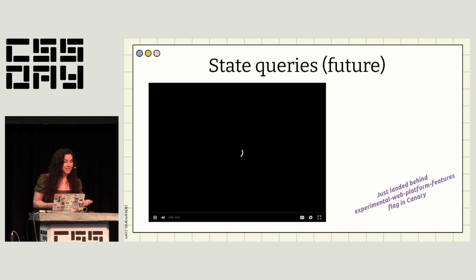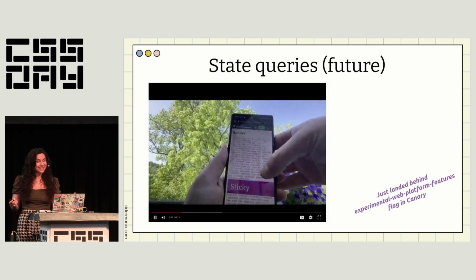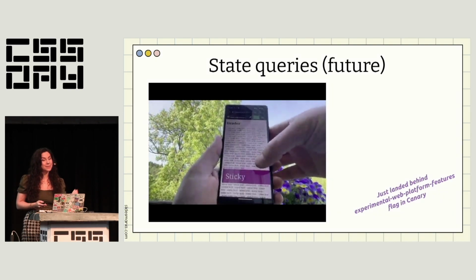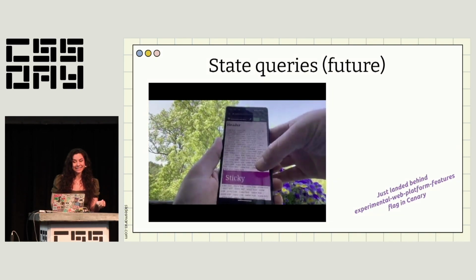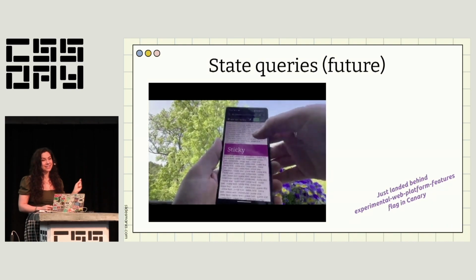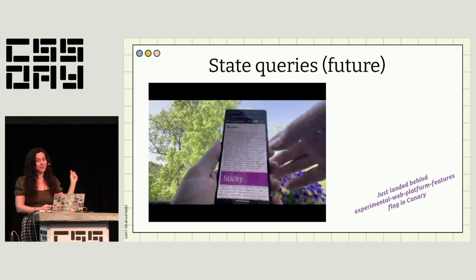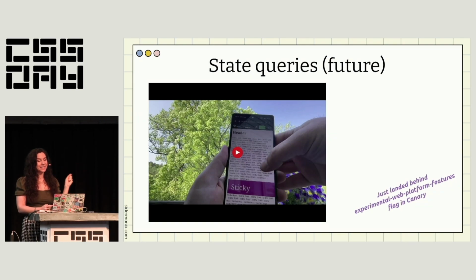And on top of that, state queries will come next, which let you query when something is in a specific state, like sticky. This video is from one of the Chromium engineers here, who's Runa, who's literally working on this right now, on prototyping this, and just sent this to us 2 days ago, the prototype of the state queries feature in a browser, which is so cool to see.